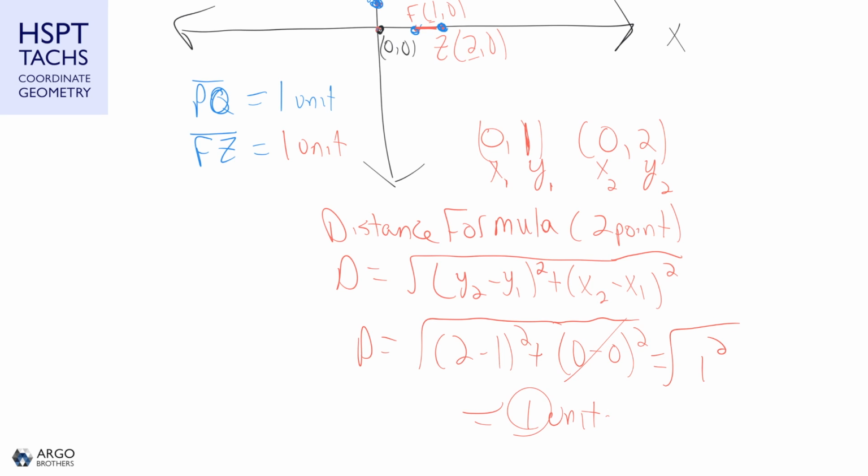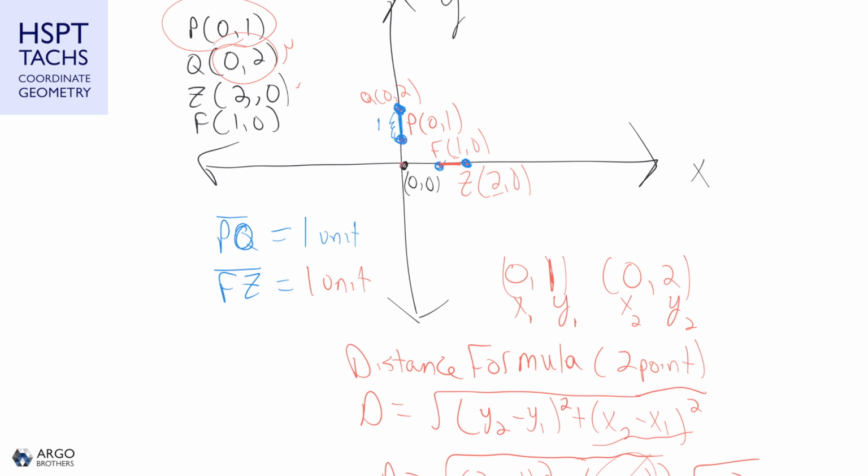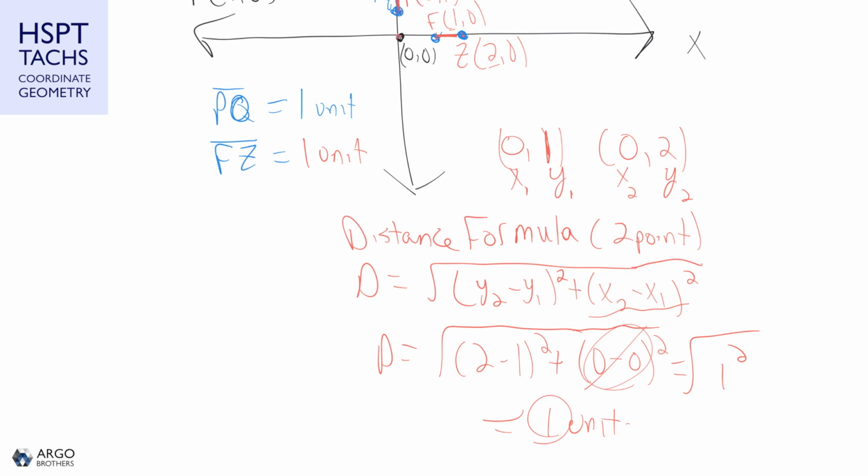And notice that the x distance, or the horizontal distance, was 0. Doesn't that make sense? Between P and Q, we don't move any horizontal distance. We just move up, which is why the only non-zero quantity here would be 2 minus 1, or the y parts of it, or the vertical parts, y2 minus y1.